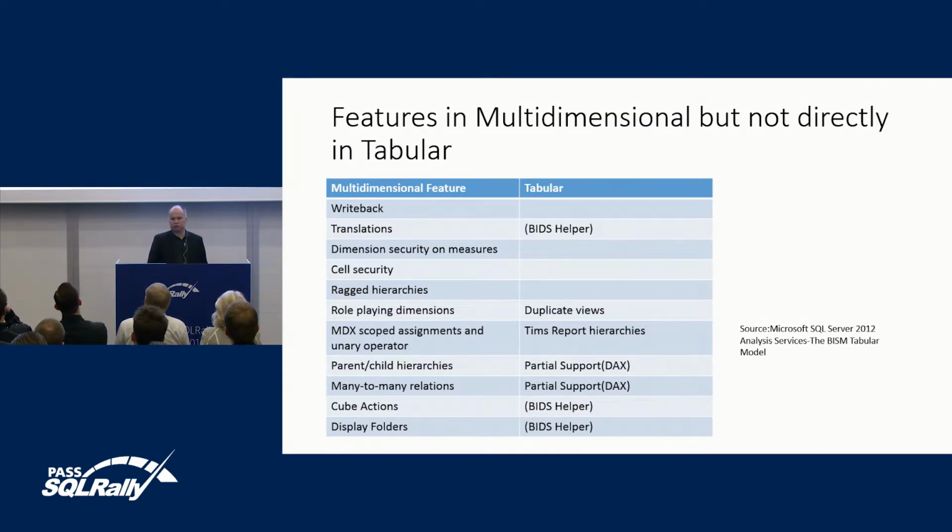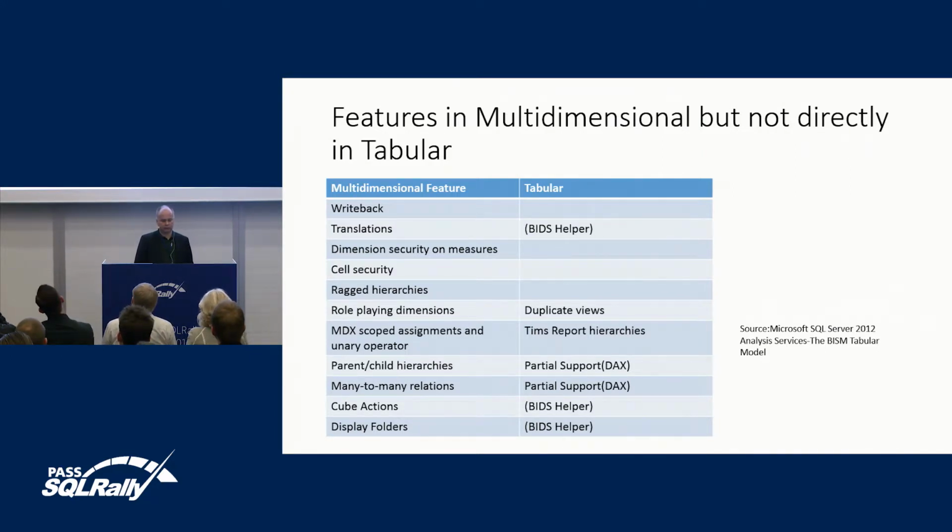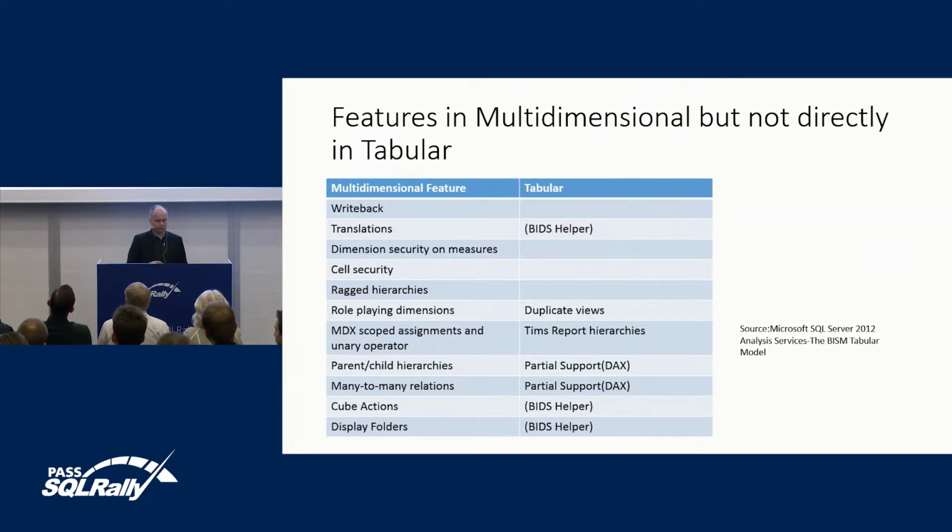Dimension security on measures, it's not implemented at all in Tabular, so that can be a showstopper if you have some really business critical measures, like I've seen in other organizations. Cell security is the same. That one is tricky in multidimensional. It will make your multidimensional cube perform very badly.